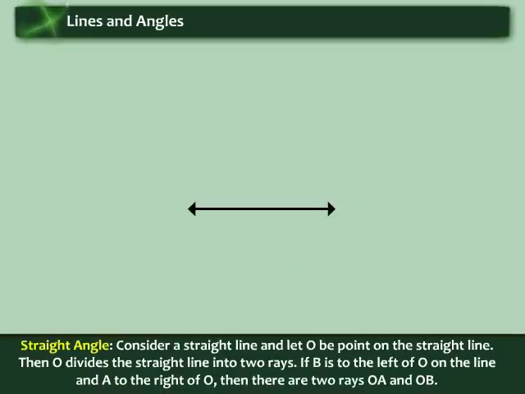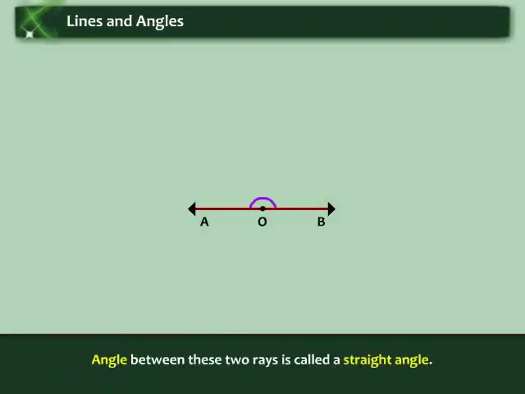Straight angle. Consider a straight line and let O be a point on the straight line. Then O divides the straight line into two rays. If B is to the left of O on the line and A to the right of O, then there are two rays OA and OB. The angle between these two rays is called a straight angle.